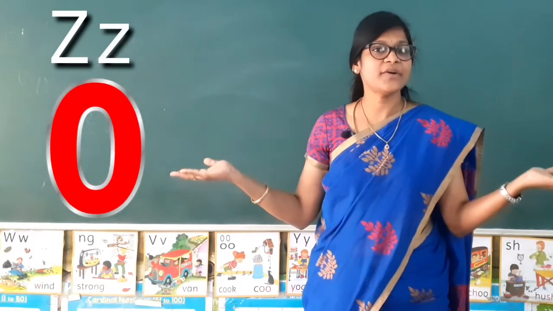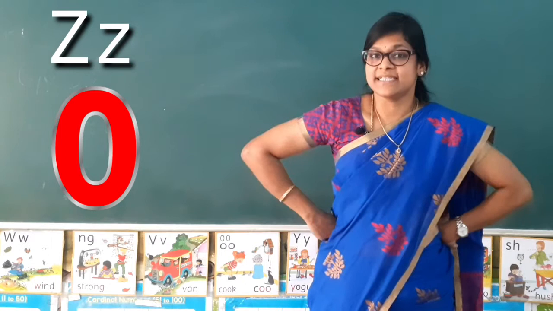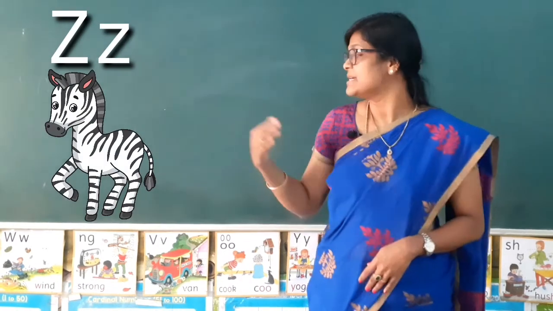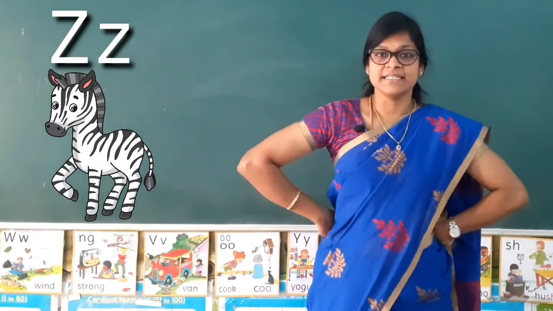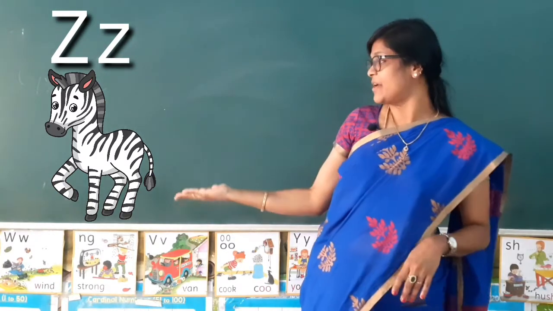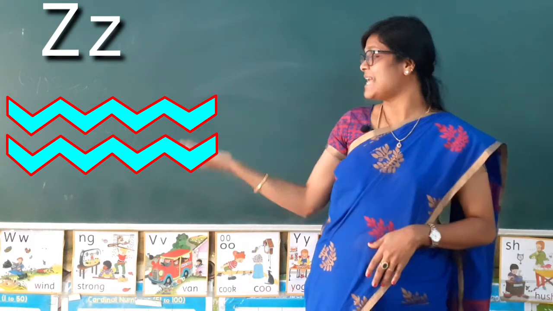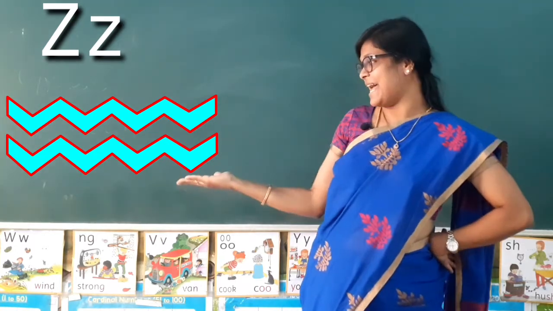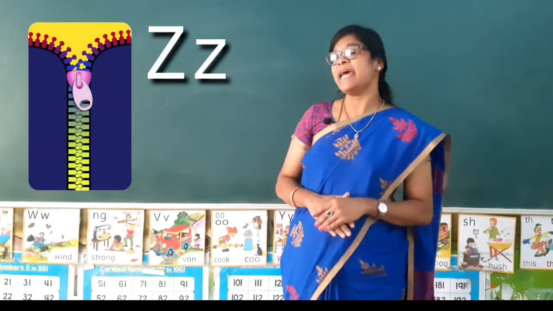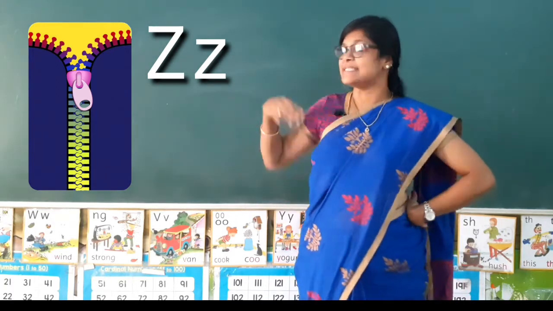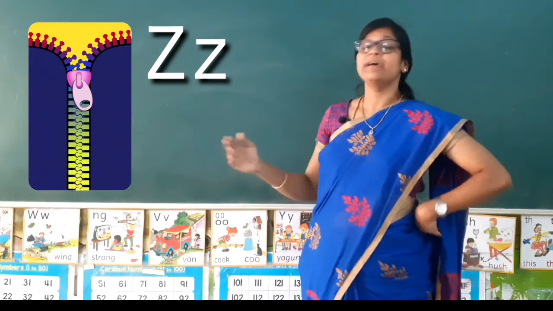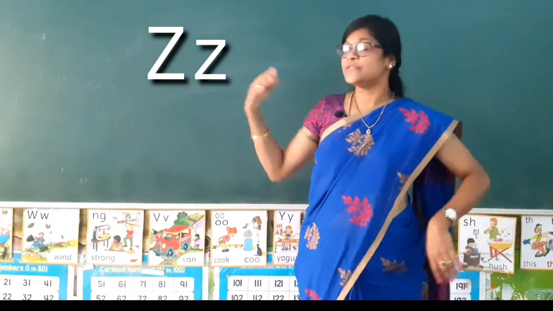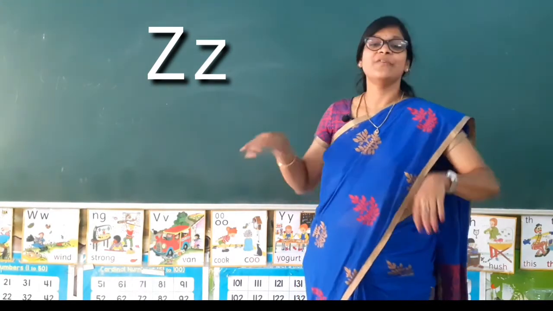Z is for zero. Z, z, zero. Z is for zebra. Z, z, zebra. Z is for zigzag. Z, z, zigzag. Z is for zip. Z, z, zip. Z is for zoom. Z, z, zoom. Very good, kids.